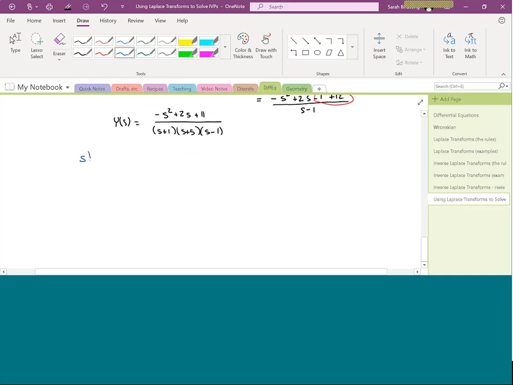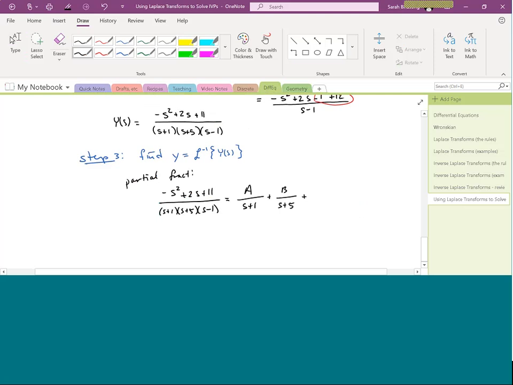So step 3. Here, we want to find or solve for the actual solution, which is the inverse Laplace transform of the expression we just found. So partial fractions. We'll have negative s squared plus 2s plus 11 all over s plus 1, s plus 5, s minus 1. So this will break up into 3 fractions. I'm going to skip some of the partial fraction steps, but here's the outline. So A over s plus 1, B over s plus 5, and then C over s minus 1.